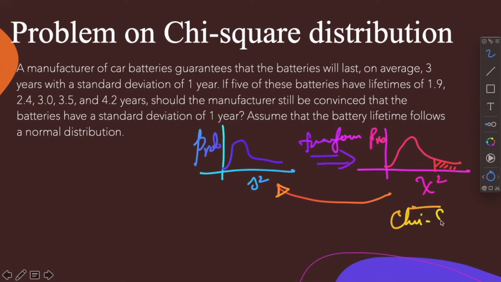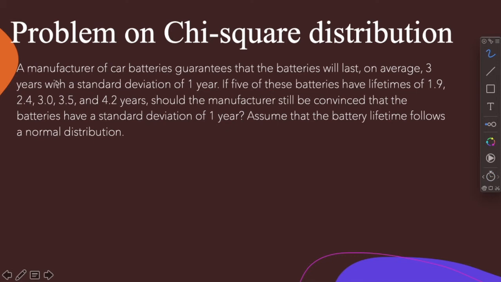This is called the chi-squared distribution. Let's take this problem. A manufacturer of car batteries guarantees that batteries will last on average 3 years with a standard deviation of 1 year. So they are giving us the source properties: mean is 3 years and standard deviation is 1 year.